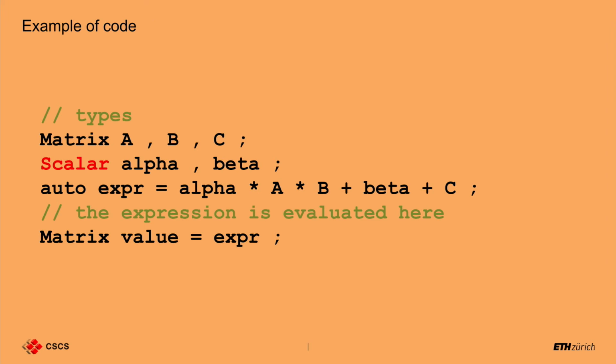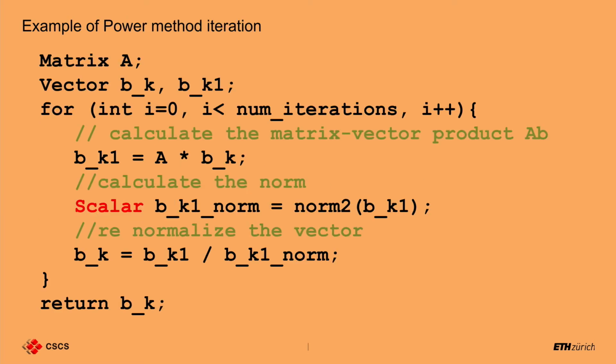So one example of code is a very simple snippet. Here we define matrices, scalars, and an expression tree. And then here the expression tree is evaluated. A bit more complex example is the power method iteration. You have the matrix, the vectors. Here you calculate the matrix vector product. Here you calculate the norm, and here you normalize.